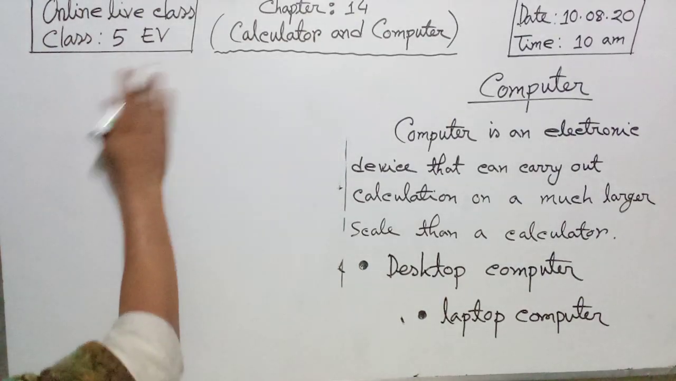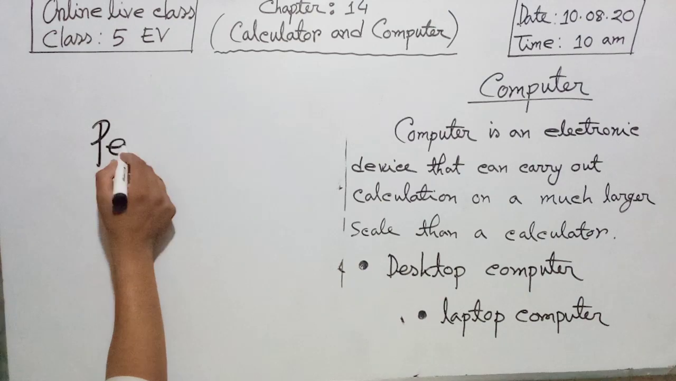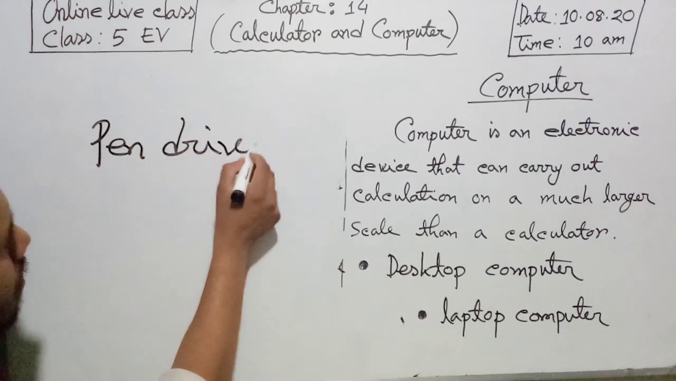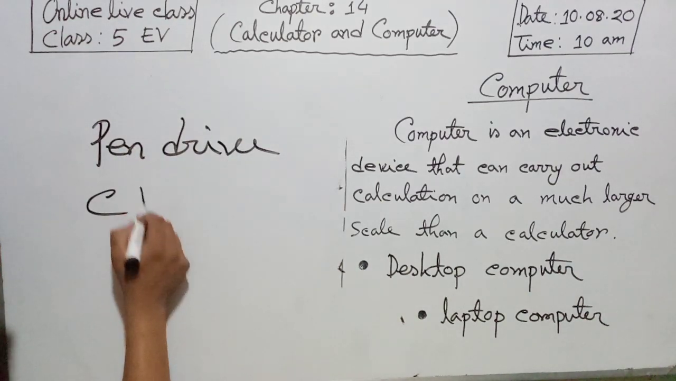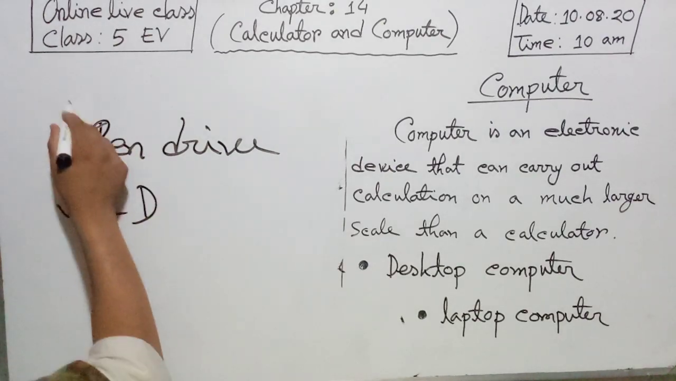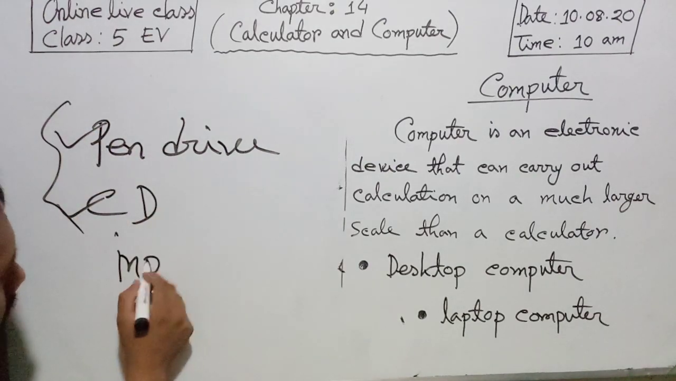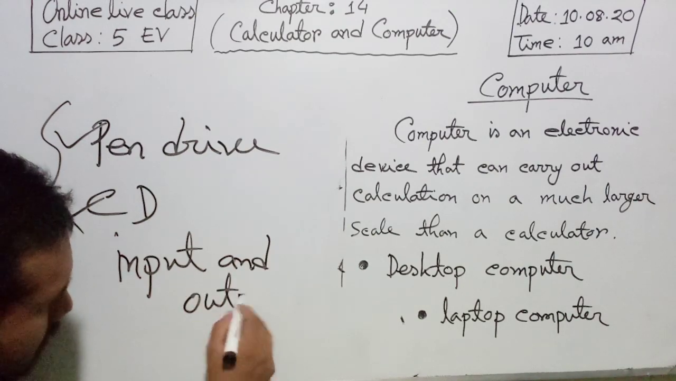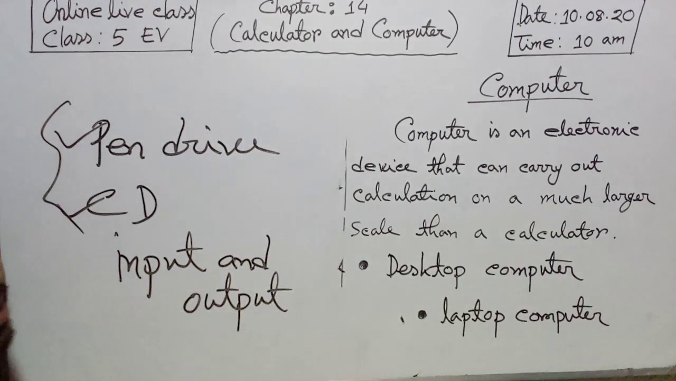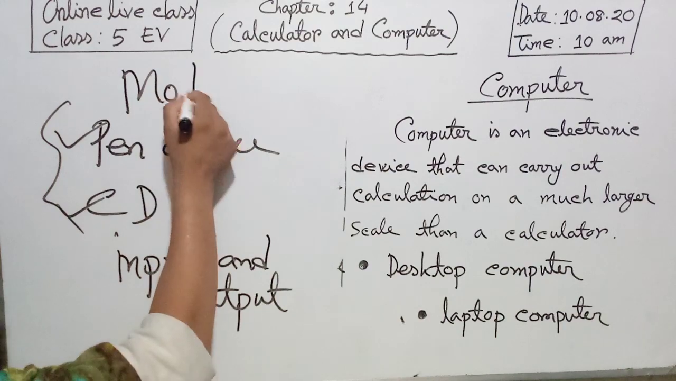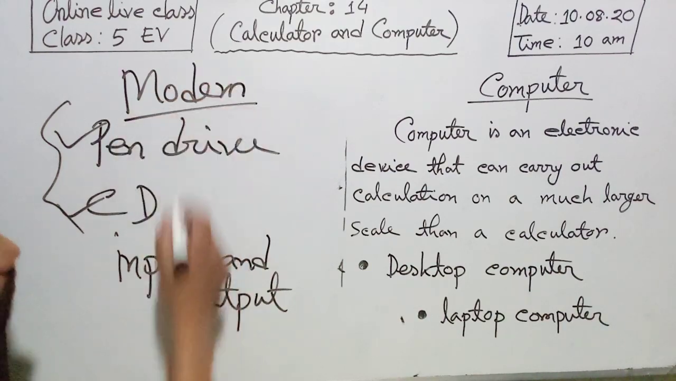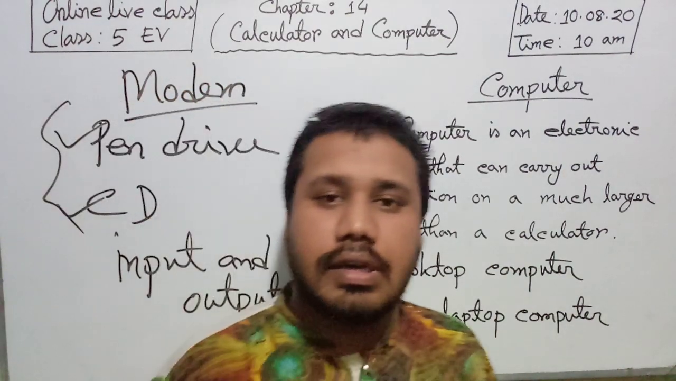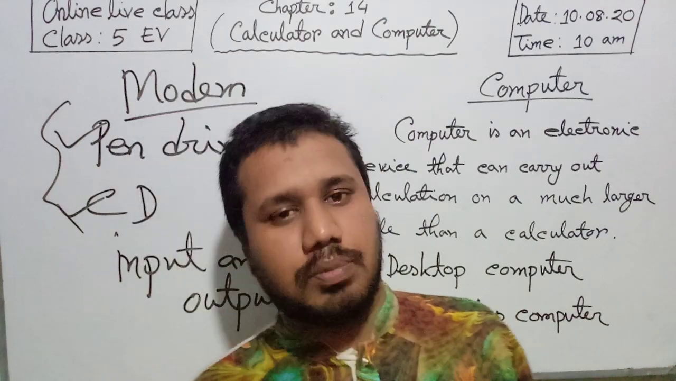So pen drive, CD, these are both input and output. Our internet modem is also used for input devices and also output devices.